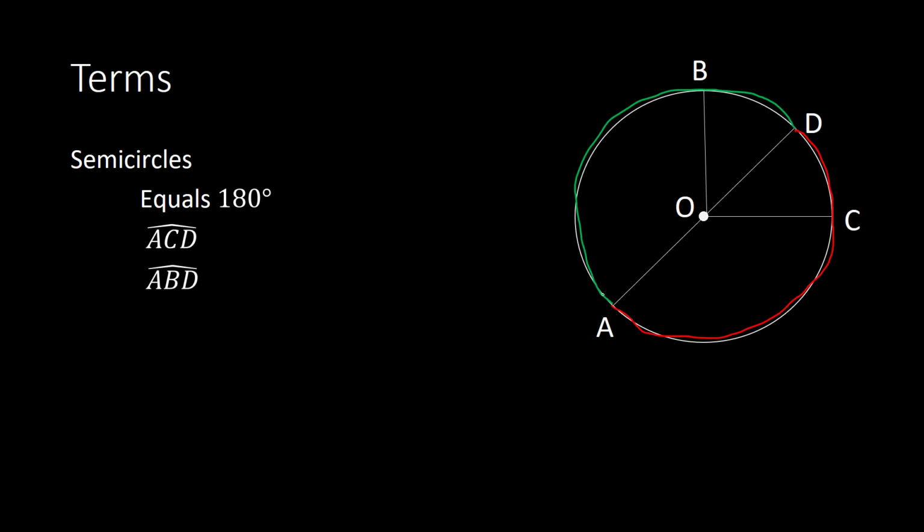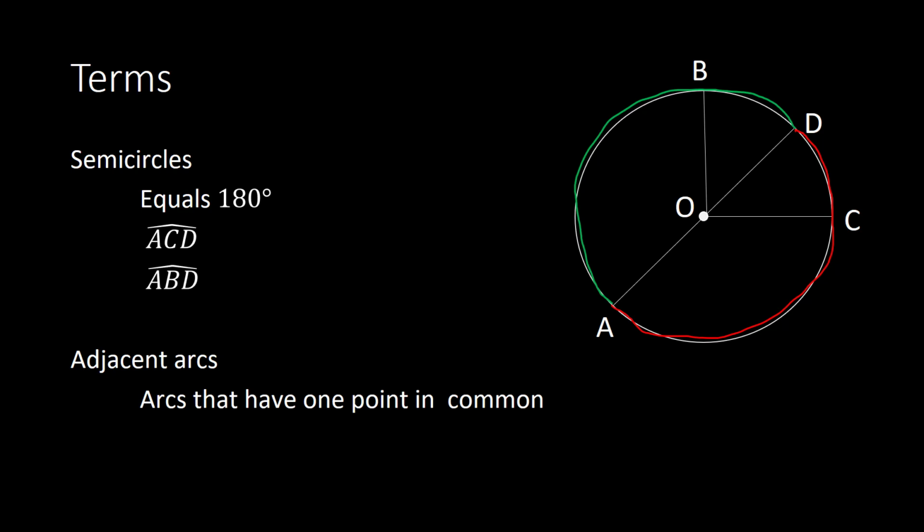So that is why we have ABD versus ACD. The next term we have is the term adjacent arcs. The word adjacent means next to, and so adjacent arcs are next to each other, and not just close in proximity, but they need to be sharing a point. So that is our definition of adjacent arcs. They're arcs that have one point in common.